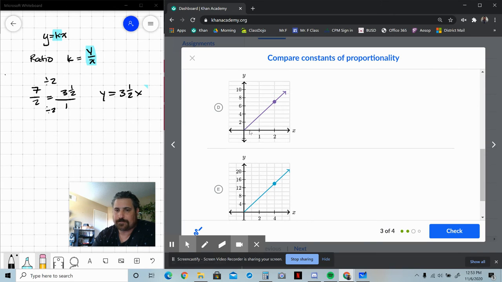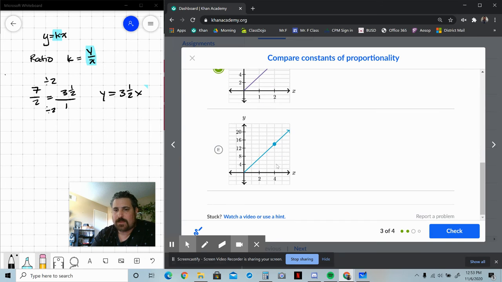So that's no. This one is when x is 2, y is 7. Now, when x is 2, y is 7 does work because if you plug the 2 into this equation, 2 times 3 1/2 is in fact 7. And we also saw that the original ratio was 7 over 2, which is the ordered pair 2, 7, when x is 2, y is 7. So this one's good.